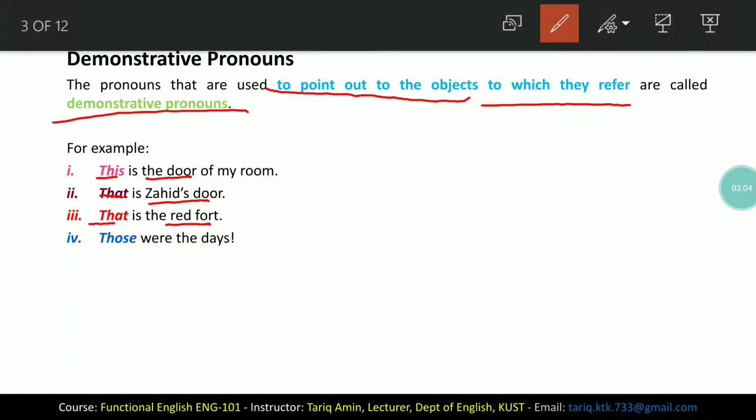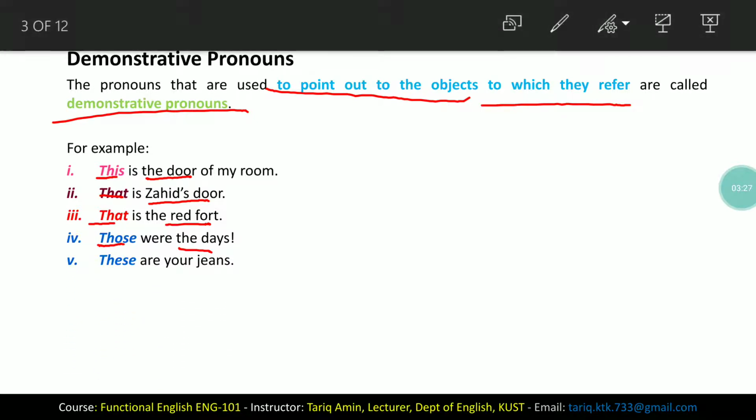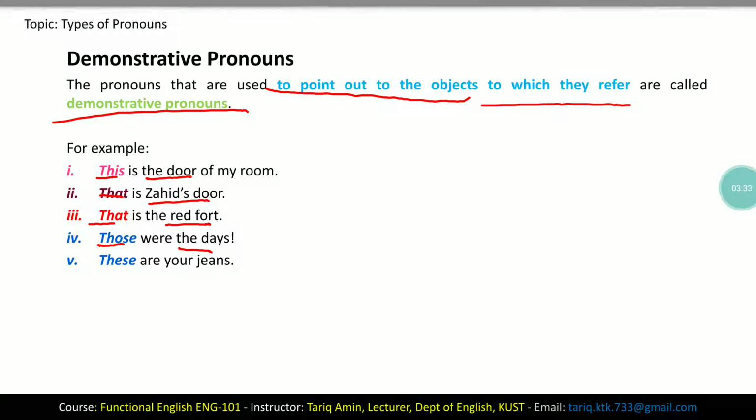Those were the days. In this example, those is a demonstrative pronoun and it is used to point out to the days, to the particular days. It refers to the particular days. So demonstrative pronouns are the pronouns that are used to point out to the object to which they refer. And these are your jeans. This is a demonstrative pronoun and it points out to the particular jeans.